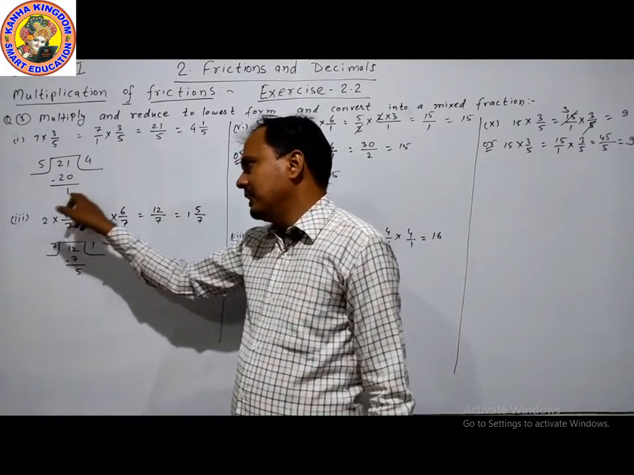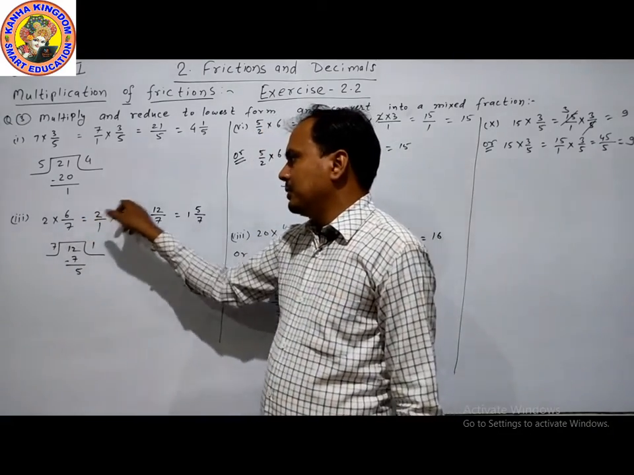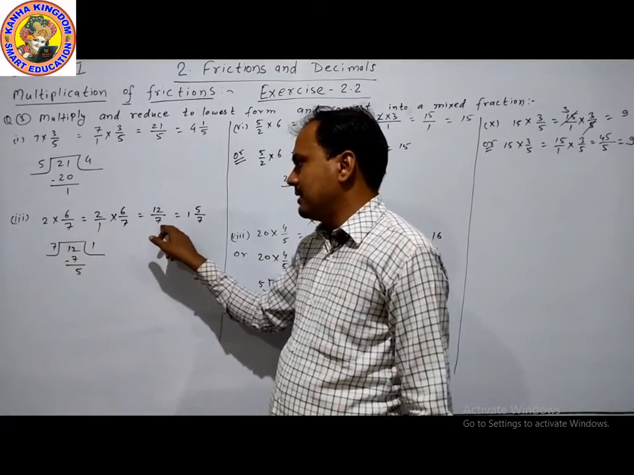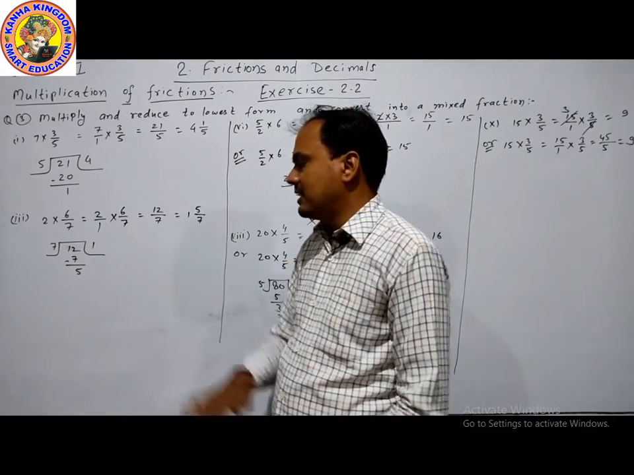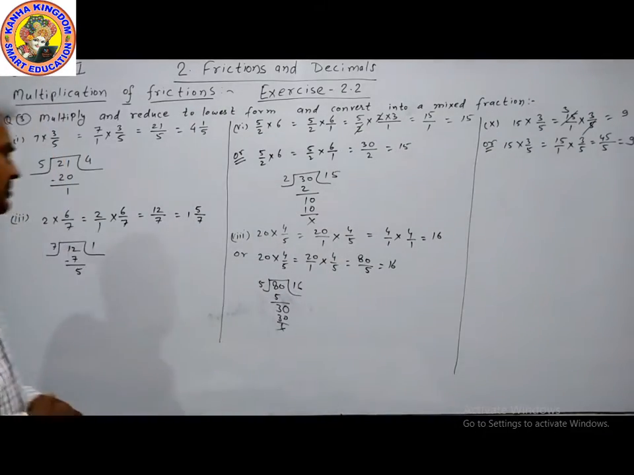In the next question, 2 into 6 upon 7. We will convert 2 into a fraction number by dividing by 1. 2 into 6, 12; 1 into 7, 7. This is our fraction number. By multiplication, our fraction number is 12 by 7.